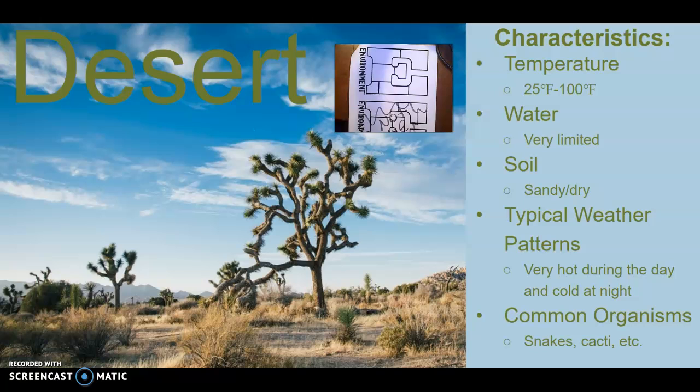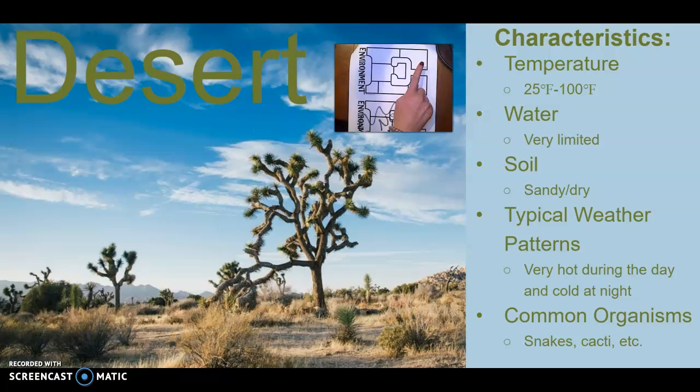Soil in the desert is very sandy, very dry. Think about the sand dunes. Typical weather patterns, very hot during the day and cold at night. Common organisms. I'm sure you can think of a lot that come to mind, but 2 that come to my mind right away are snakes and cacti. Again, these are just a few facts that I'm sure you already knew, and that's fine.